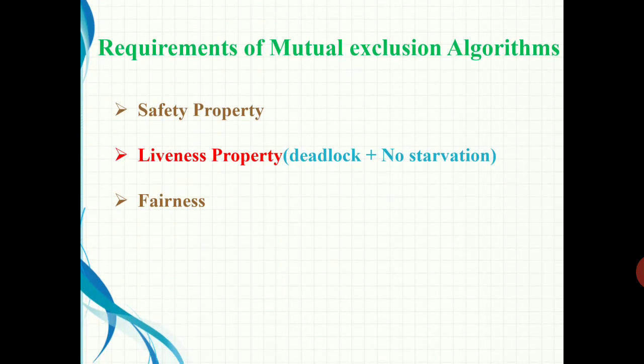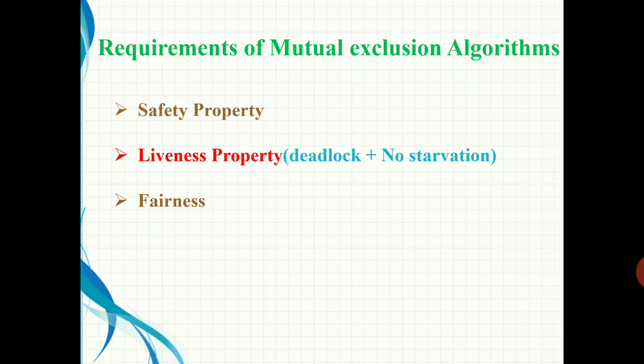Then come to the requirements of mutual exclusion algorithms. First one is the safety property. Safety property says that at any instance only one process can execute the critical section. Here only one process executes the critical section at a time because it is based on the timestamp. No two processes can have the same timestamp, and we give priority to the lower timestamp. So safety property is satisfied in the Ricart-Agrawala algorithm.